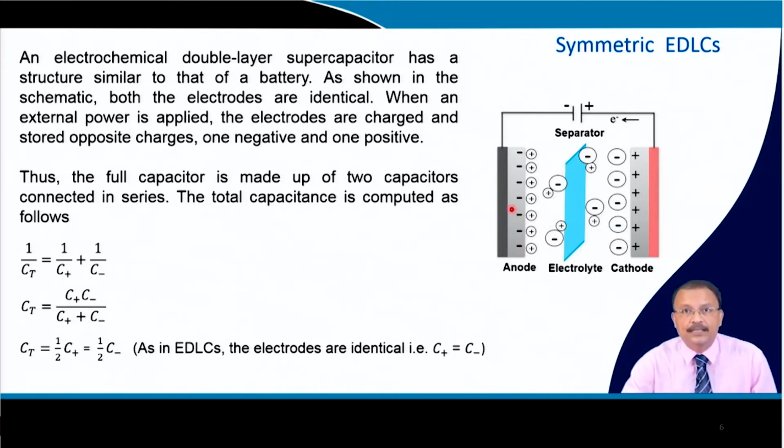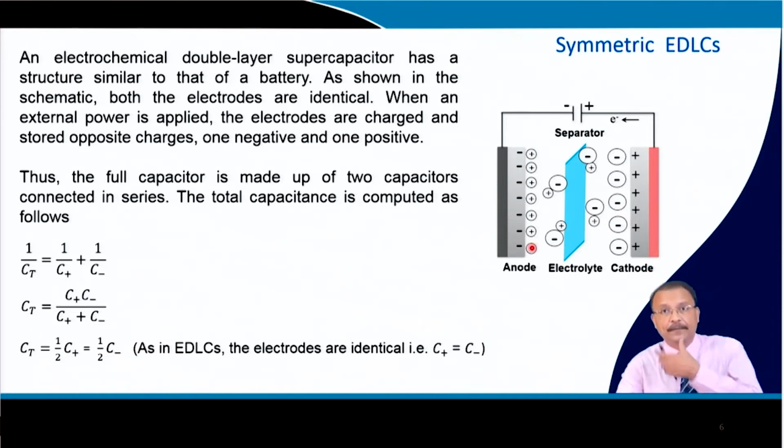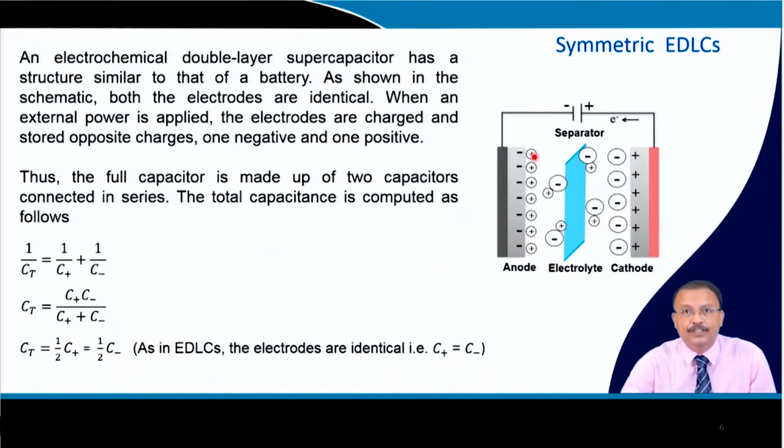So, here as you can see, when I try to charge this kind of EDLC, electric double layer capacitor, then ions and counter ions, depending on which one is your positive electrode, that is cathode, and which one is your negative electrode, accordingly you have the formation of this double layer, and this is eventually two capacitors which are connected in series.